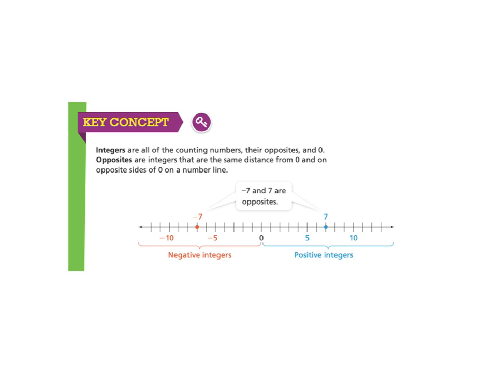In summary, the key concept for today is that integers are all the counting numbers, their opposites, and 0. Opposites are integers that are the same distance from 0 and on opposite sides of 0 on the number line. For example, -7 and 7 are opposites. We have negative integers, which are to the left of 0 on our number line, and positive integers, which are to the right.